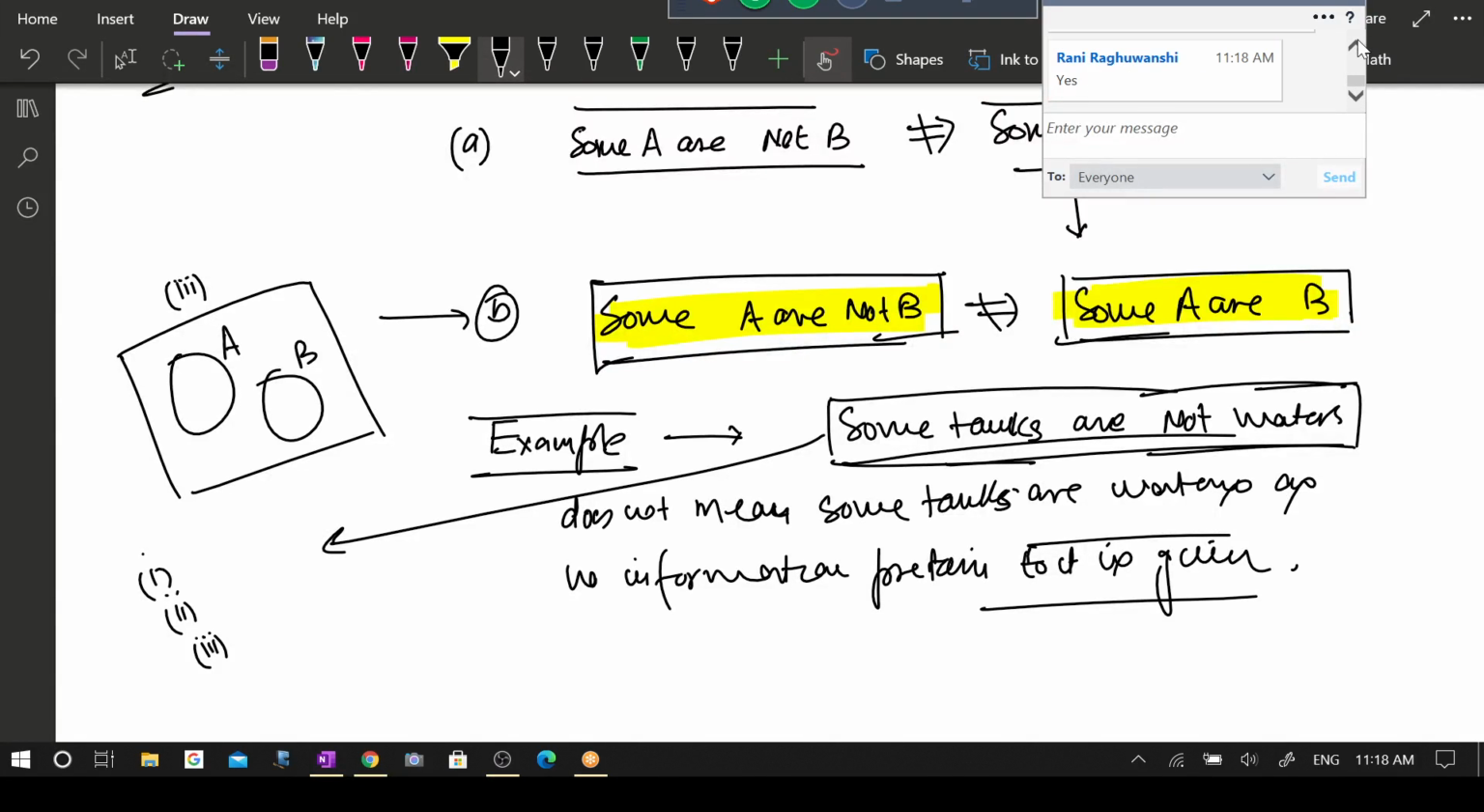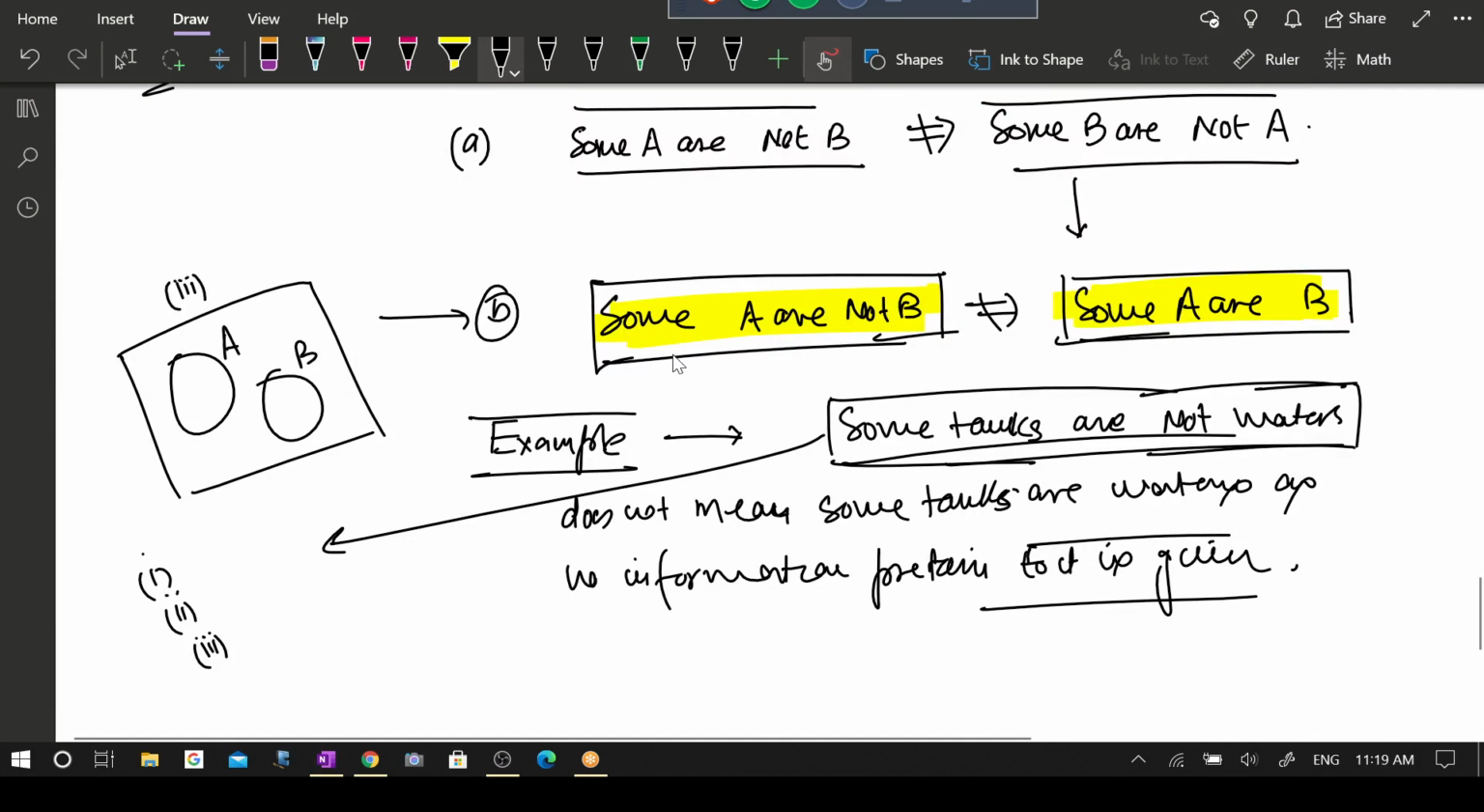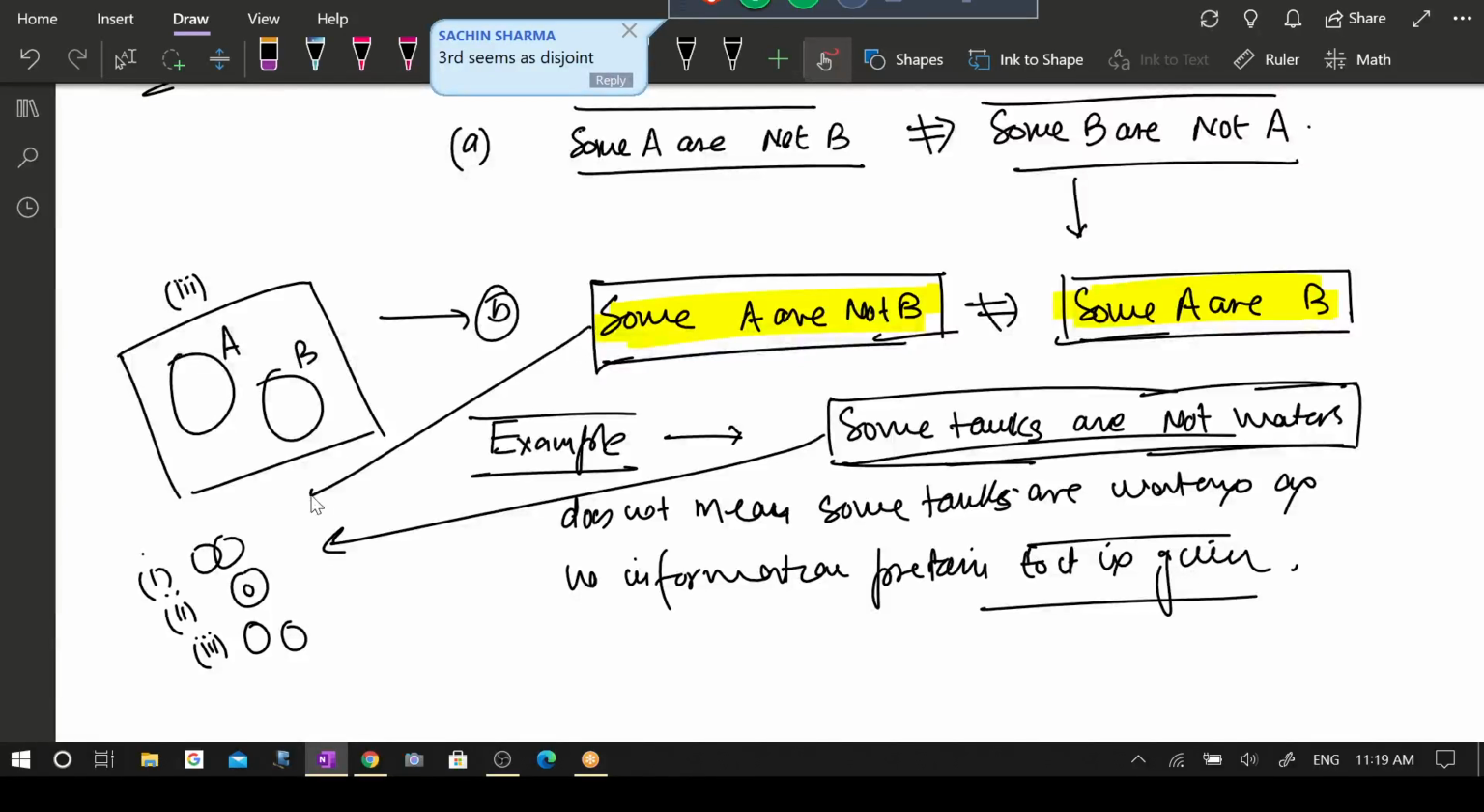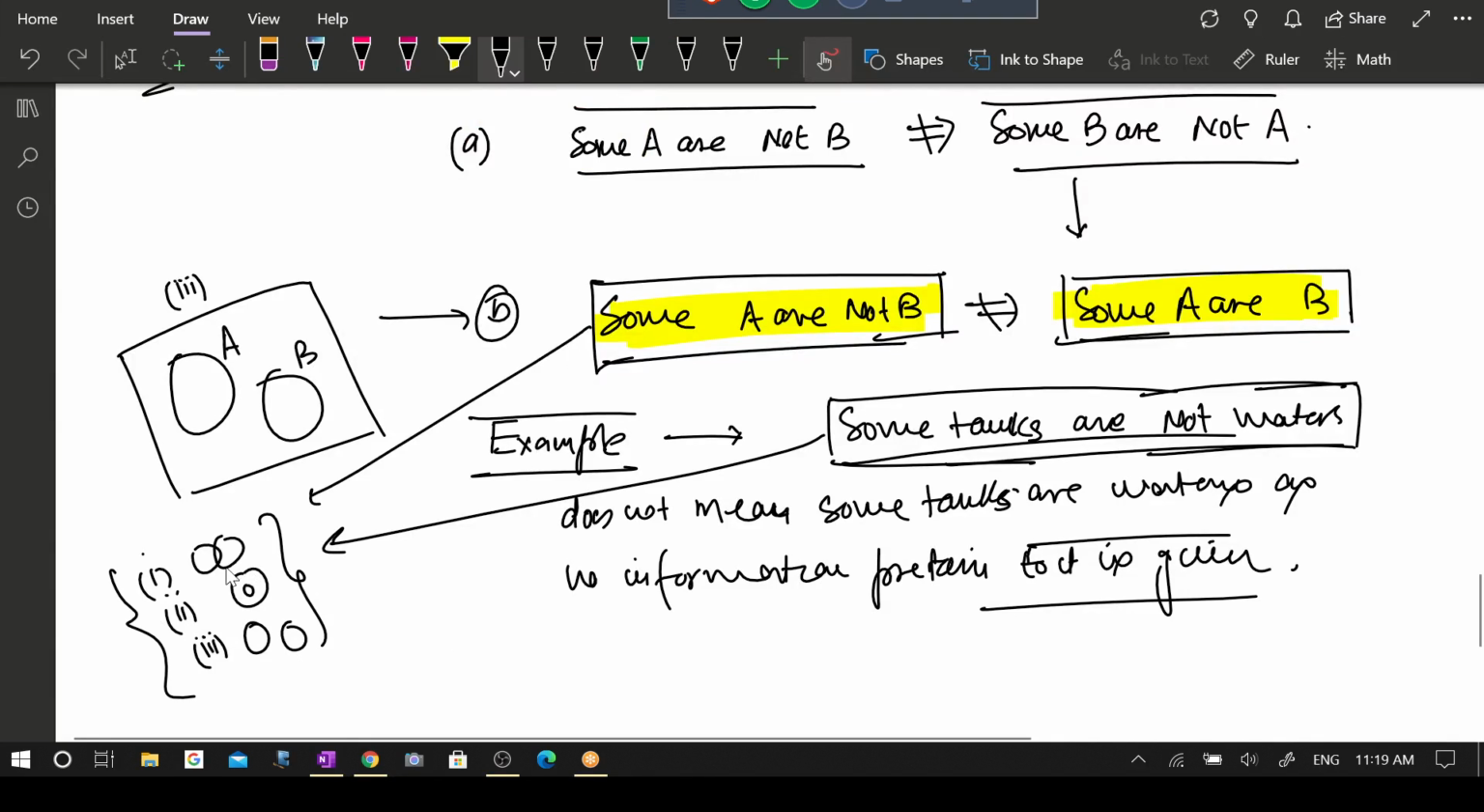Listen, Vedanshu, listen. Some A are not B. There are three possible outcomes, isn't it? One outcome, second outcome, third outcome. Yes, Sachin, you are speaking absolutely right. Some A are not B, three outcomes. Now, does it apply to some A are B? The first outcome does apply, the second outcome does apply, but the third outcome does not apply to some A are B. So that is the reason we would say some A are not B does not mean some A are B. All right.